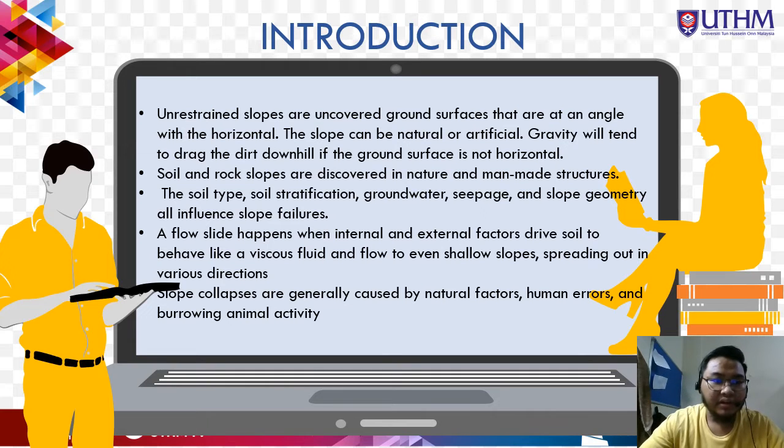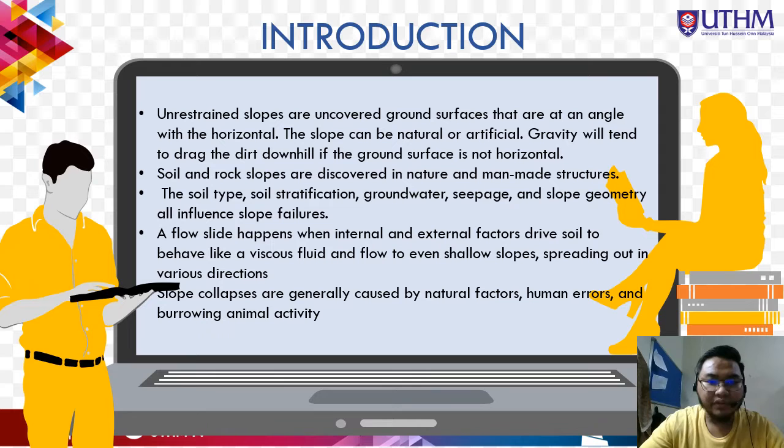Introduction. Slopes are uncovered ground surfaces that are at an angle with the horizontal. The slope can be natural or artificial. Gravity will tend to drag the dirt downhill if the ground surface is not horizontal. Landslide, slips, slumps, mud flows, and rock falls are just a few of the words used to describe the movement of soil and rock caused by gravity. Soil and rock slopes are discovered in nature and man-made structures.